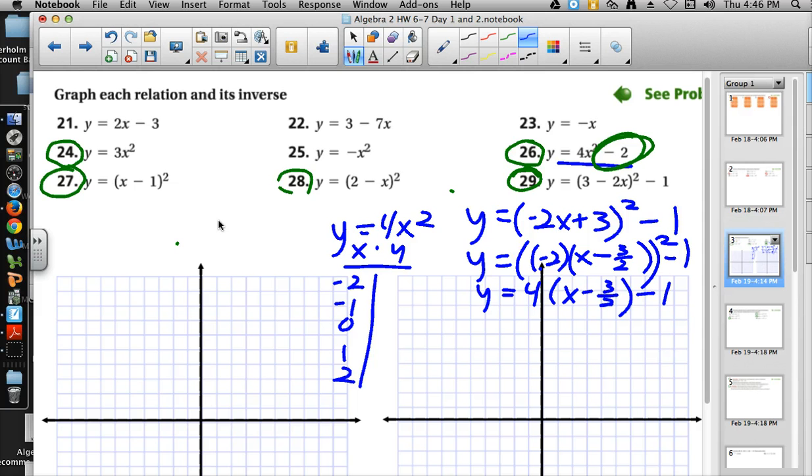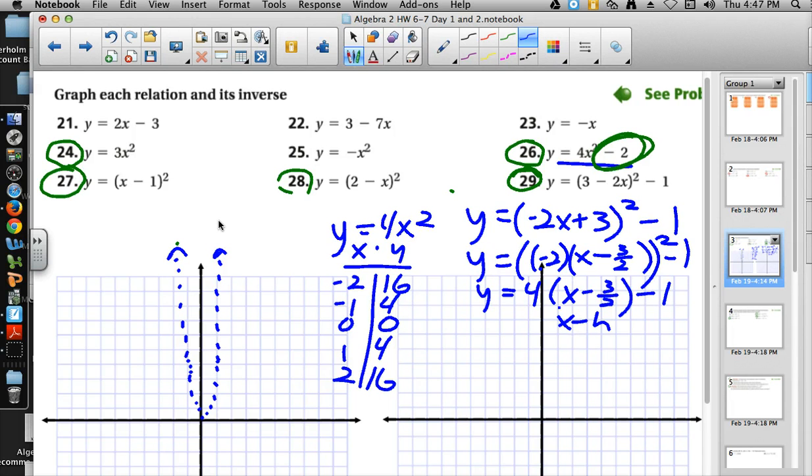So negative 2 squared is 4, times 4 will give me 16. Negative 1 squared is 1, times 4 is 4. 0 will get me 0, 1 is going to get me 4, and 2 is going to get me 16. So this is the shape of my graph. That 4 in the front has made this kind of tall and narrow. And now what I need to do is just move it to the correct location.